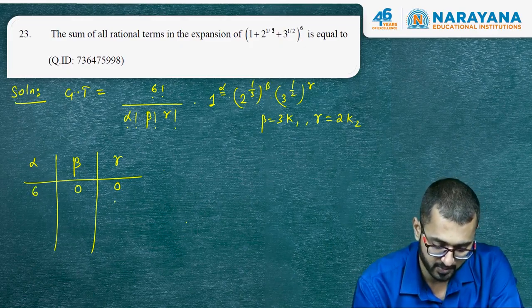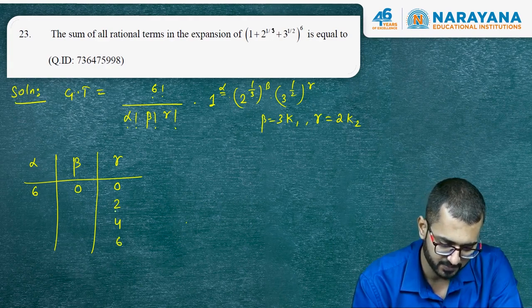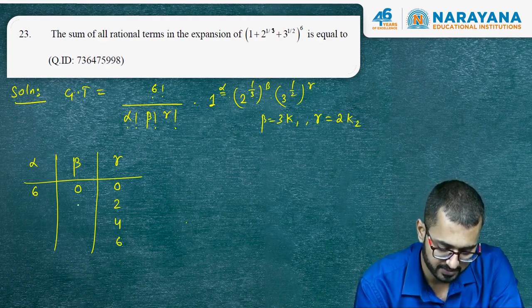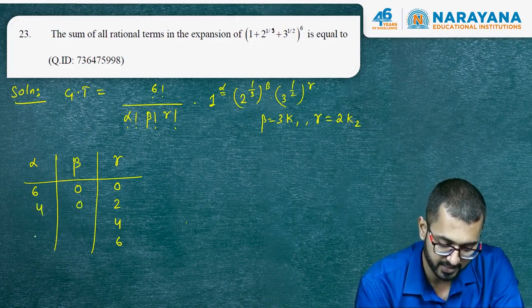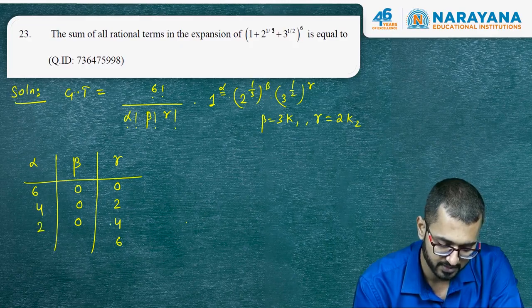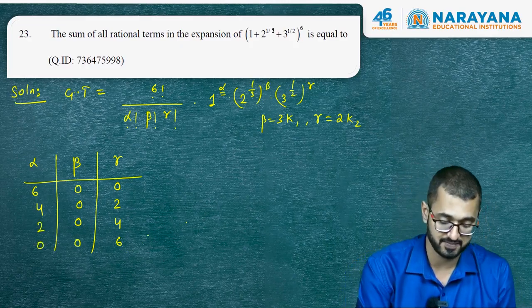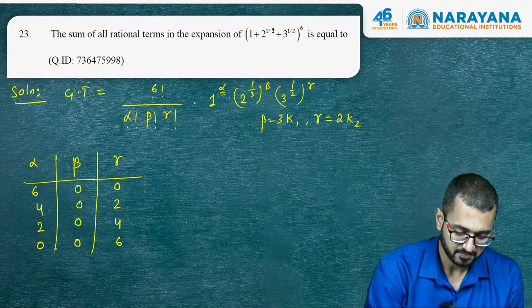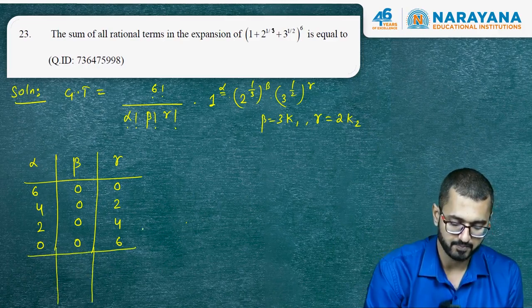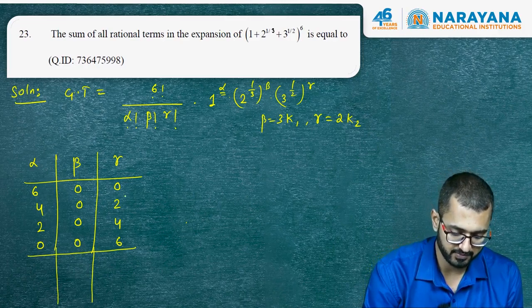By the way, gamma can be only 0, 2, 4 and 6. So if my gamma is 0, beta is 0, alpha is 6. Gamma 2, set again beta 0, alpha we can take 4. Set beta again 0, this will be 2. Set again beta 0, this will be 0. So we got 4 cases here itself with 0, 2, 4, 6. That means even more cases will be there for this. So let's add even more. So now we have done with 0, 2, 4, 6.